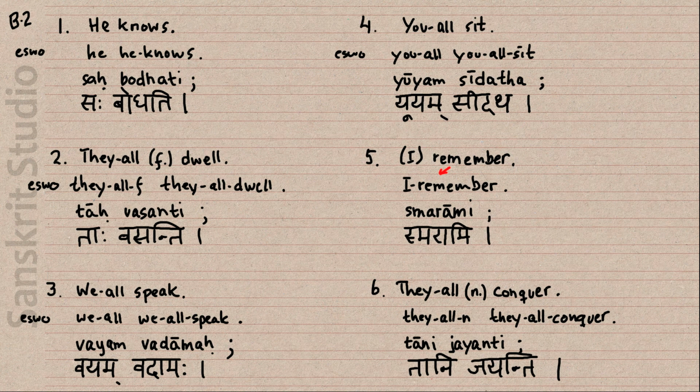So let's proofread here. Saha bodhati, number 1. Number 2, taha vasanti. Number 3, vayam vadamaha. Okay. Number 4, yuyam sidata. Number 5, smarami. And then number 6, tani jayanti.